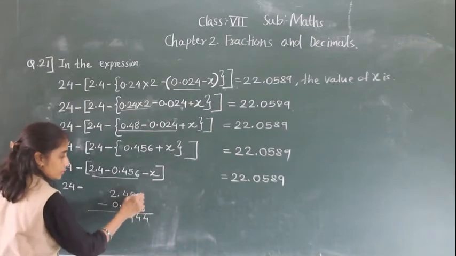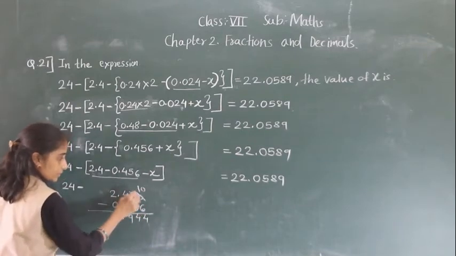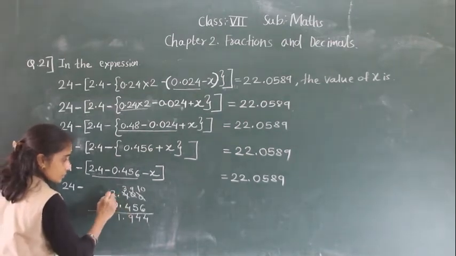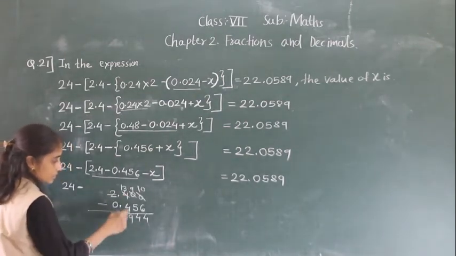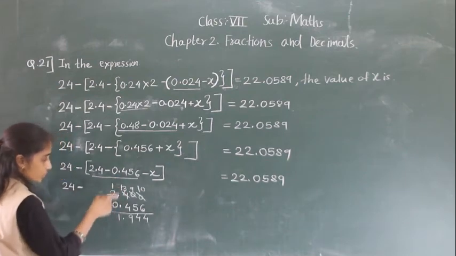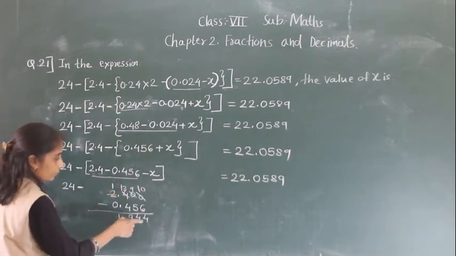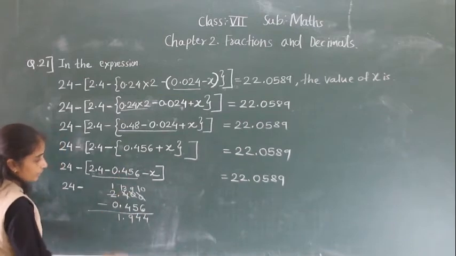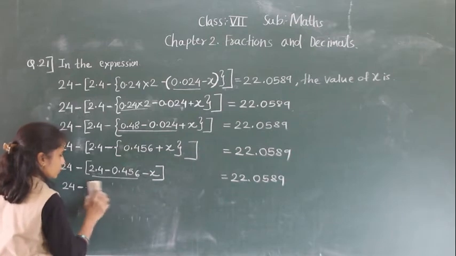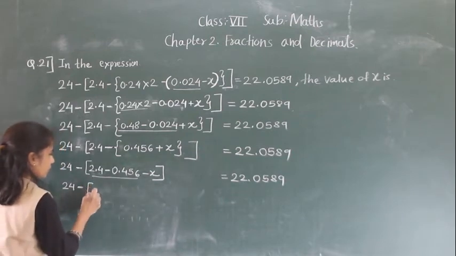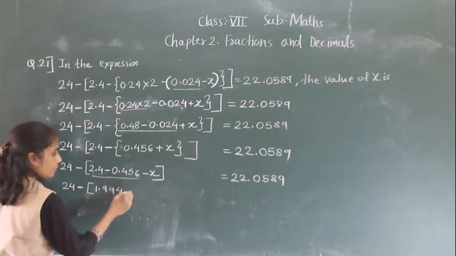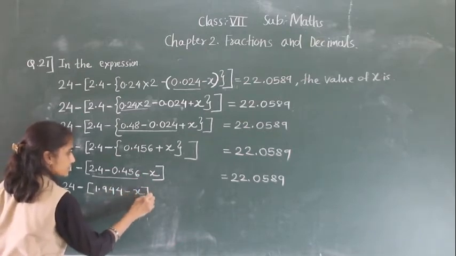Here we go. 10, 0.9, 3. 3 minus 4 is 1 plus 2 is 13. 13 minus 4, 9, 1. 1 minus 0, 1. So what is the answer? 1.944. So what answer did we get here? 1.944 minus x. Okay.